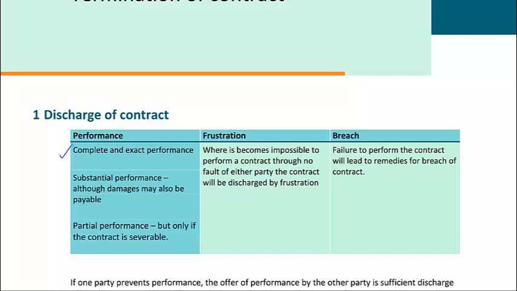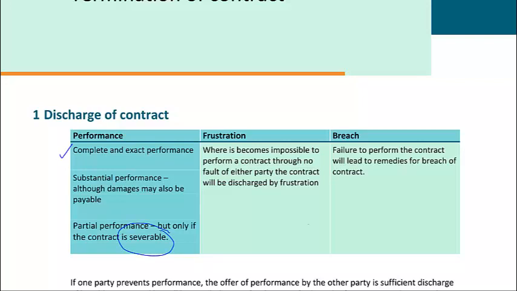Now, you may occasionally, and this is quite rare, have what we call partial performance. And this means that the contract is only completed up to a certain point. Now, we can only treat this as a discharge of the contract if we have what's called a severable contract. That means a contract that is in parts, if you like.